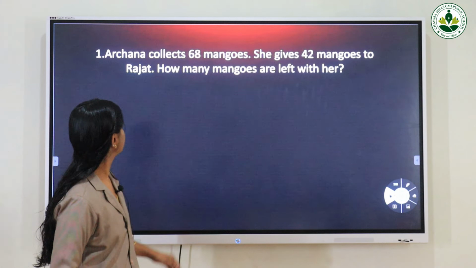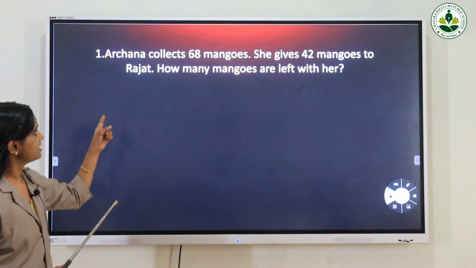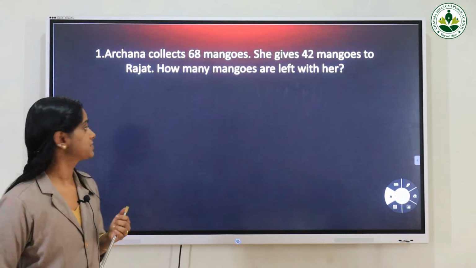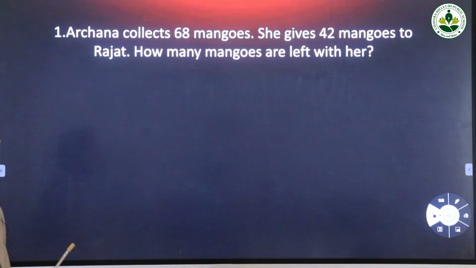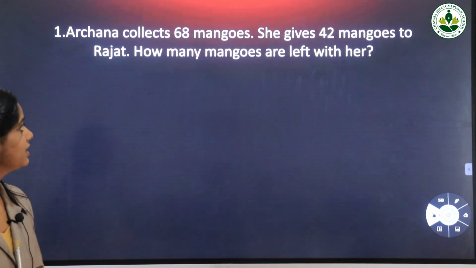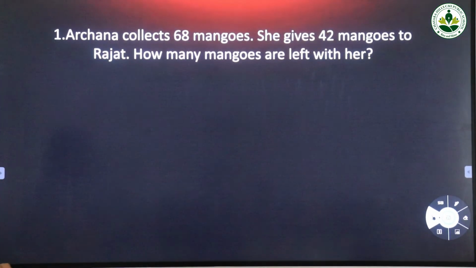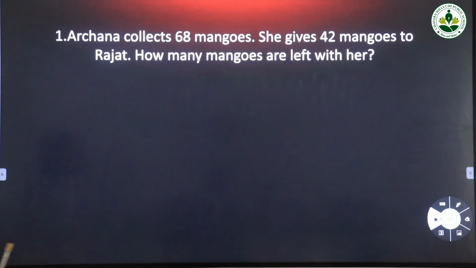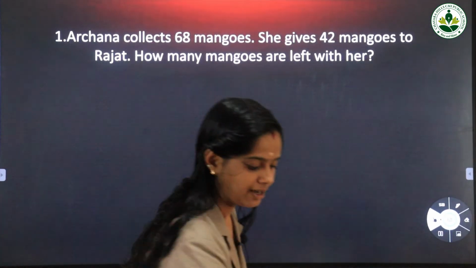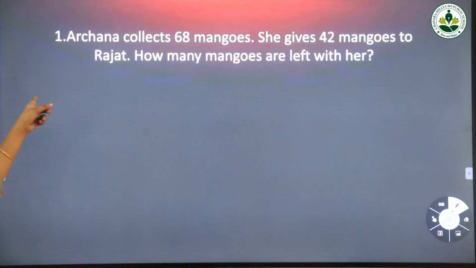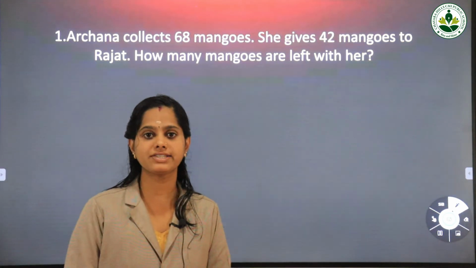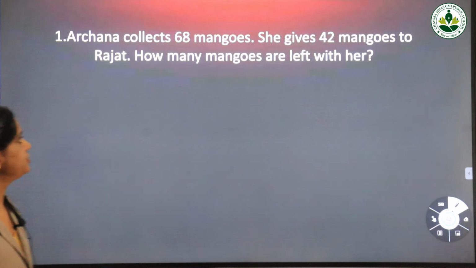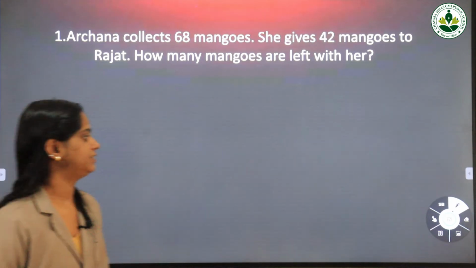Word problems. First question. Archana collects 68 mangoes. She gives 42 mangoes to Rajat. How many mangoes are left with her? Archana collects how many mangoes? 68 mangoes. And she gives how many mangoes to Rajat? 42. We have to find the mangoes left with her.